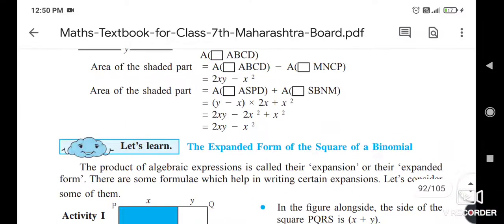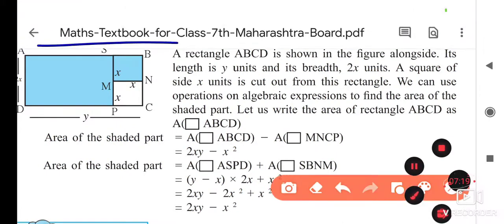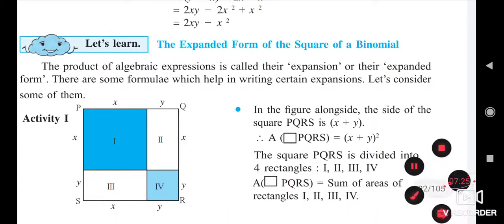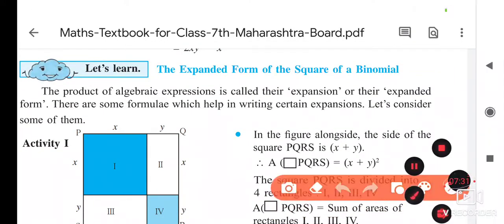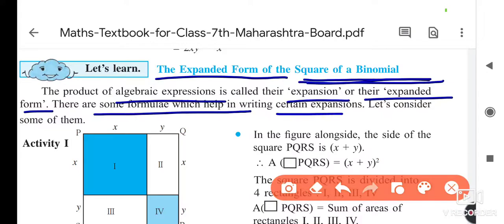This we have already studied in the previous classes, so it is the part of the recall. Now in this lesson, the main part we have to study is to find the formulas to get the expanded form of the square of binomials, that we are studying first. Expanded form of the squares of binomial. The product of algebraic expressions is called an expansion. And for their expanded form, there are some formulas which help to write certain expansions.